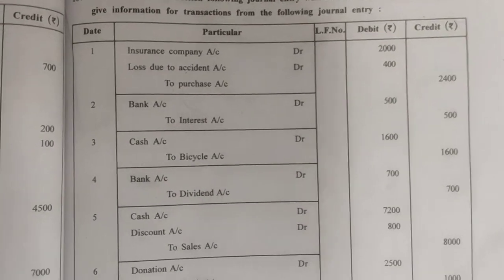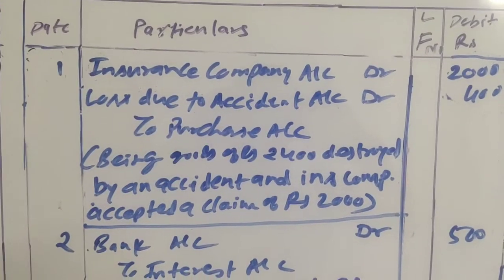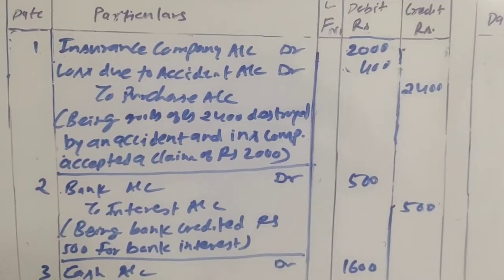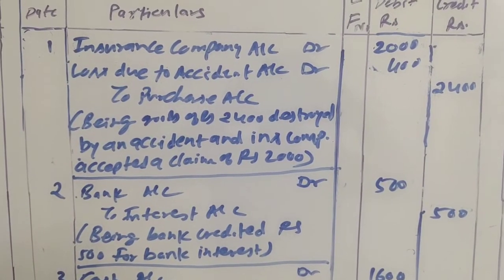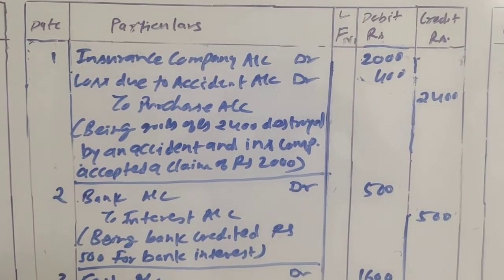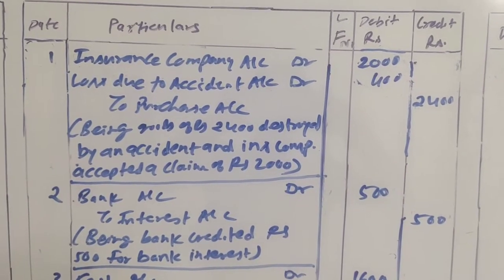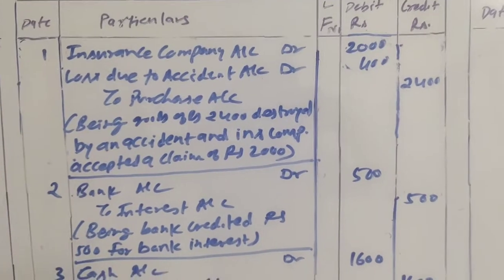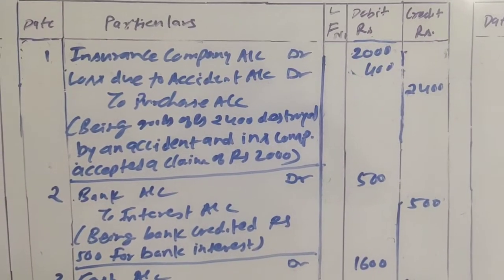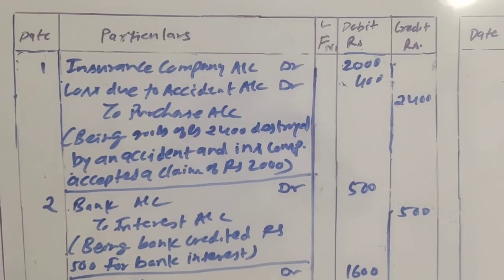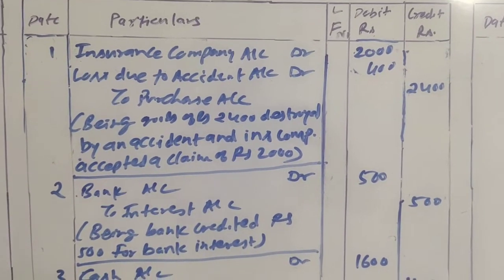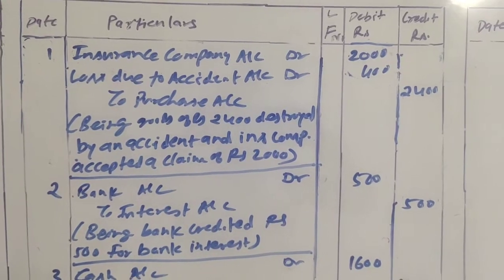So here the narration is, insurance company account debit, loss due to accident account debit, to purchase account. Narration being goods of rupees 2400 destroyed by fire, by an accident, and insurance company accepted a claim of rupees 2000. Insurance company, write in full please. Insurance company accepted a claim of rupees 2000. Let's move to the second transaction.